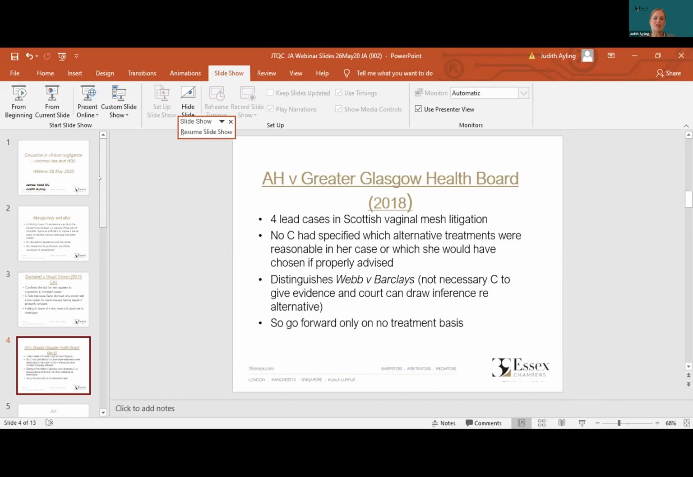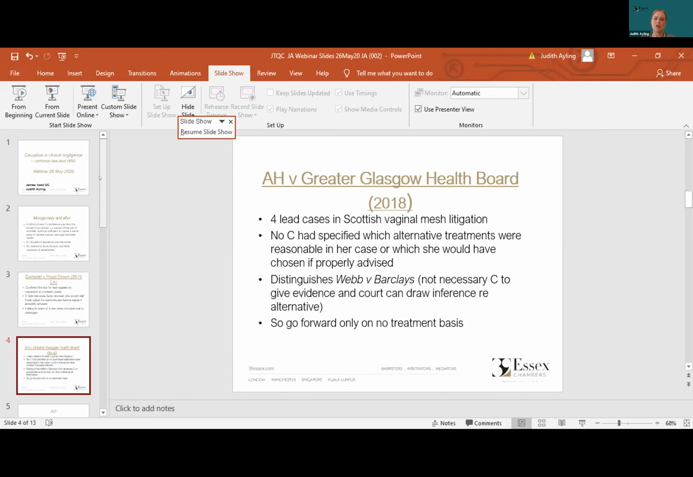Now, it's all about consent, basically. Would the claimants have consented to the vaginal mesh surgery or treatment that they'd had if they'd been advised of the risks as they obtained at the time when they actually had the procedures? Now, what the judge said was that no claimant of the 4 that he was considering had specified what alternative treatment she would actually have gone for. Firstly, she hadn't specified which alternative treatments she said were reasonable. They simply set out a lot of different alternative treatments. And no claimant had specified which of those alternative treatments she would actually have gone for if she'd been differently or properly advised.